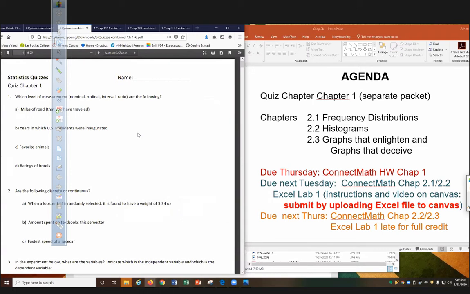The first one in there is our notes for chapters 1, 2, and 4, and then the 5th packet is this one that starts off with statistics quizzes, quiz chapter 1, and that has quizzes for chapters 1 through 6 in it. So we're going to be using the first packet and this 5th packet today. This one for the quizzes, and then the other one for the notes.